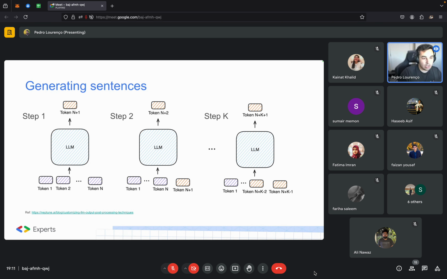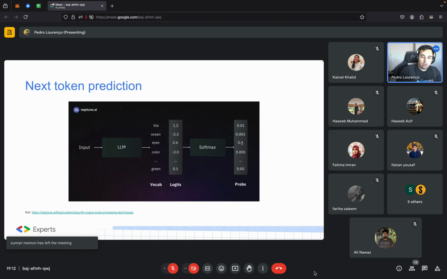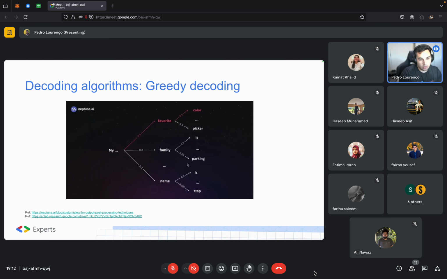And this is how we build sentences using large language models. However, there is one thing I didn't say. If we go back to this slide, when we have the probabilities here, or the vector of logits, one of the tasks is to pick. We need to select one of these tokens from the vocabulary, and this task of selecting a token from this vector of logits or probabilities is what we call decoding.